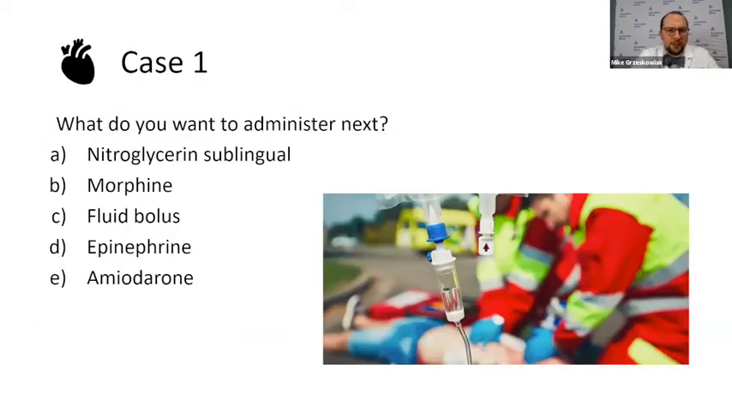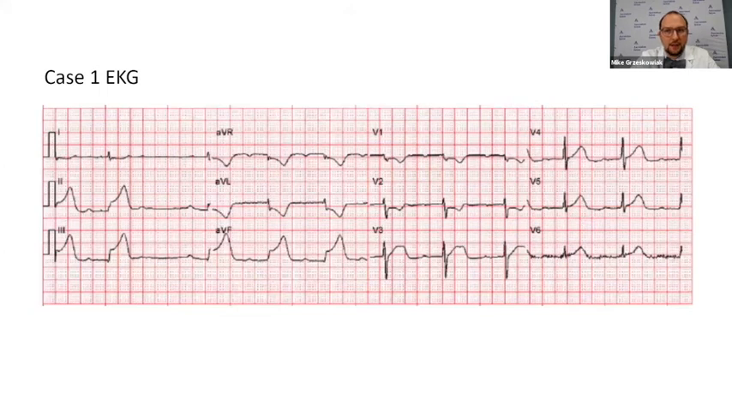So the first question is, what do you want to do next for this patient? One, do you want to give him sublingual nitro because he's having chest pain? Do you want to give him morphine for his chest pain? Do you think they need a fluid bolus? Do you think they need epi? I mean, they're hypotensive. Or should they get amio because their EKG is a little bit weird? So I'm going to show you the EKG again, and you can type your answer in the chat box.